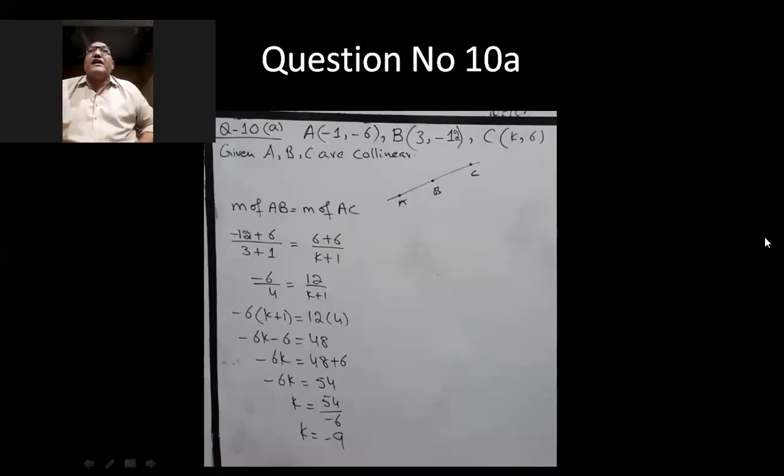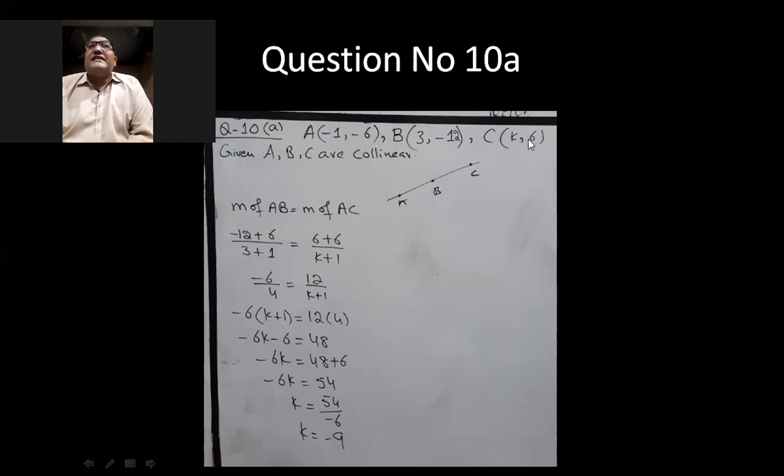If A, B, and C are collinear, it means they are in the same line. So the gradient of AB and the gradient of AC will be the same. According to the condition I have written, the gradient of AB is equal to M, the gradient of AC. So we apply the formula of the gradient of AB. It will be -12 minus -6, so it will become plus 6, divided by 3 minus -1, and it will become plus 1. So you have -12 plus 6 divided by 3 plus 1 equals to AC.